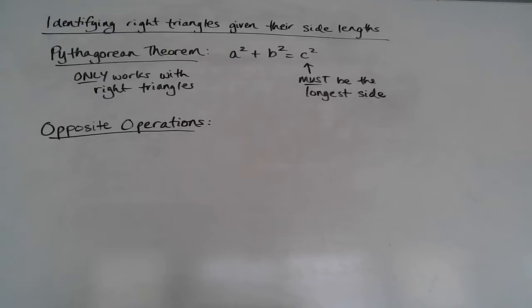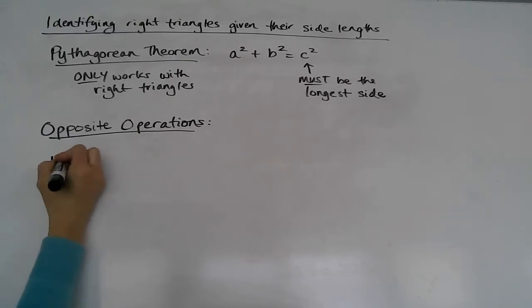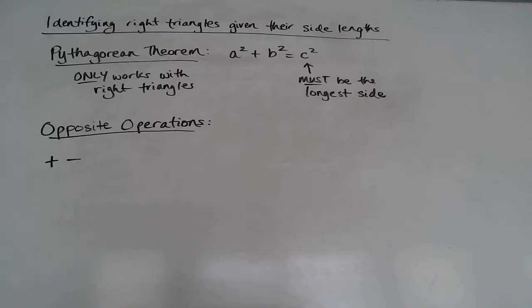The other thing that will be helpful with this lesson is to remember what opposite operations are. You won't need all of them, but I'm going to give you some to kind of lead you to the one that you will need. So opposite operations, for example, would be like addition and subtraction. If you pick a number, add 3, and then subtract 3, you're back at your original number. Those are opposite operations.